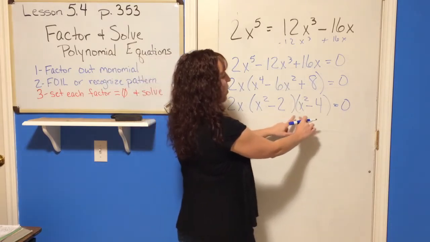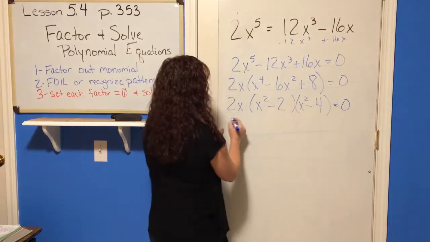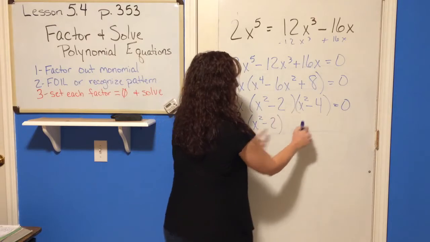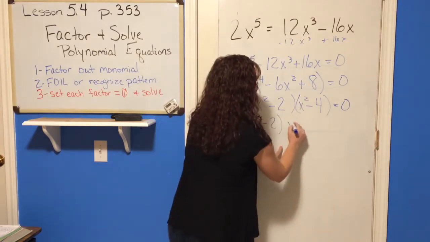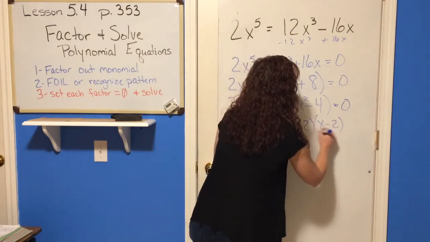That's as far as that will go. Oh, this is a perfect square minus a perfect square. So you got to keep going. So keep these. Don't lose anything. x squared minus 4 is going to be x plus 2, x minus 2.